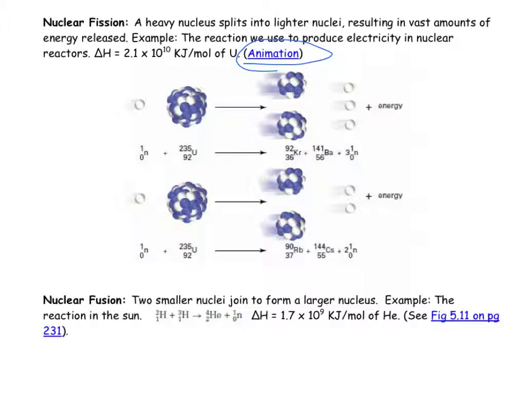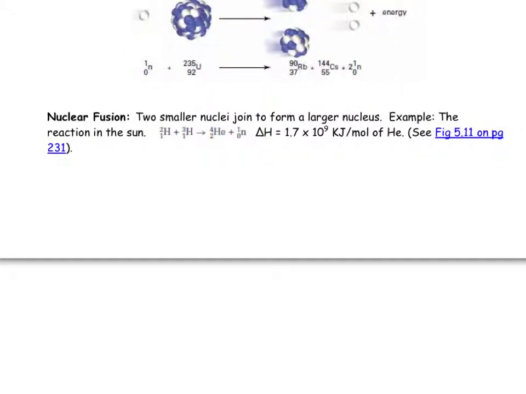The other type of nuclear reaction is known as fusion. It's when two smaller nuclei join to form a larger nucleus. An example of nuclear fusion is a reaction that occurs in the Sun, where we take a hydrogen 2 atom and a hydrogen 3 isotope, and they get squished together through the intense pressure and gravity of the Sun to make a helium and a neutron. This reaction has an enthalpy change of 1.7 times 10 to the 9 kilojoules per mole of helium.